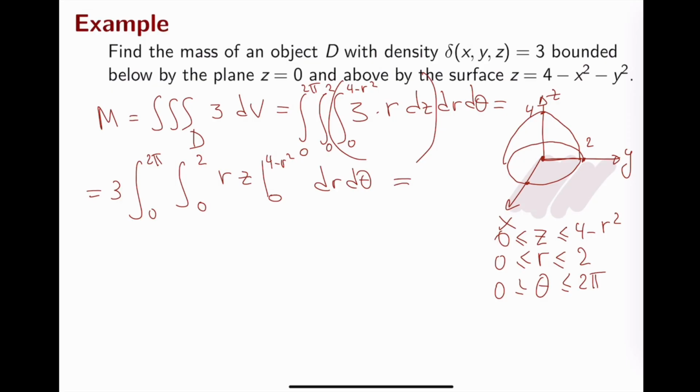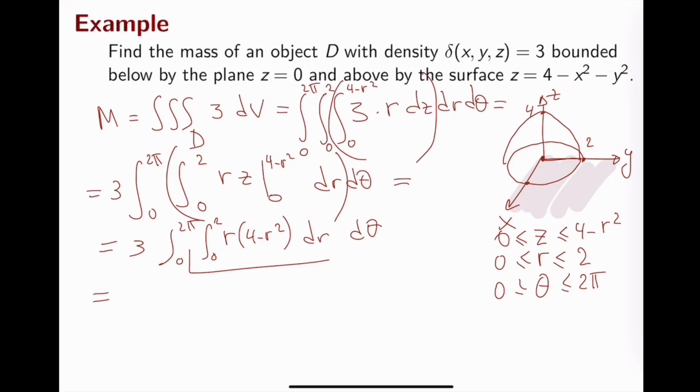Okay, so this is the integral that we will solve next, but before, let's actually do this evaluation. When we evaluate z between these two limits, we get r times 4 minus r squared minus 0, so just r times 4 minus r squared. Okay, so this is the integral that we now have to do between 0 and 2 dr, still keeping outside the integral between 0 and 2 pi d theta and the 3 that we have in front.